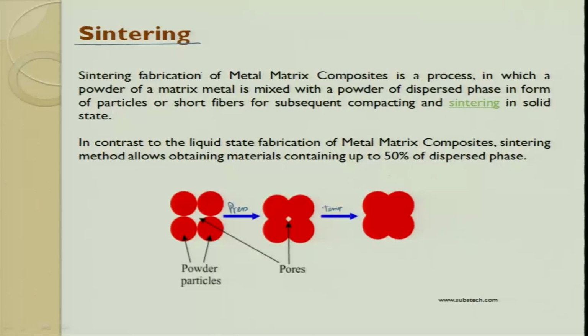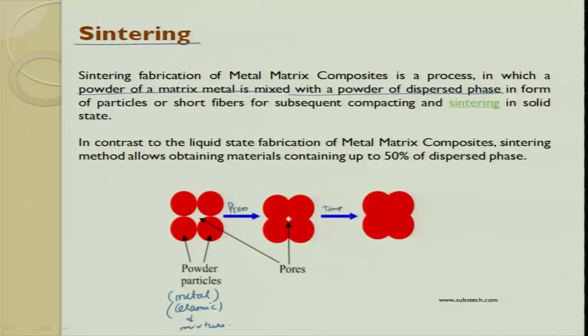The sintering fabrication of metal matrix composite is a process in which the powder of the matrix material is mixed with the powder of the dispersed phase. Here, the powder we take can be exclusively metal, or exclusively ceramic, or a mixture of both. I take all the prerequisites, mix them properly, maybe in a ball mill to get uniform mixing, and then I try to consolidate. I put it in a die and apply pressure so that I get a proper consolidation, and then I get this porous structure.